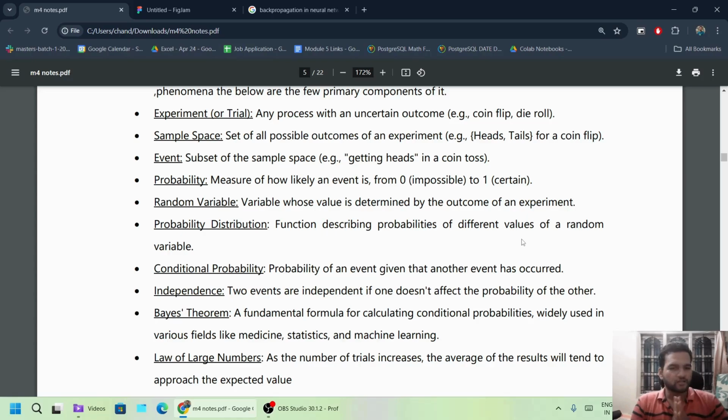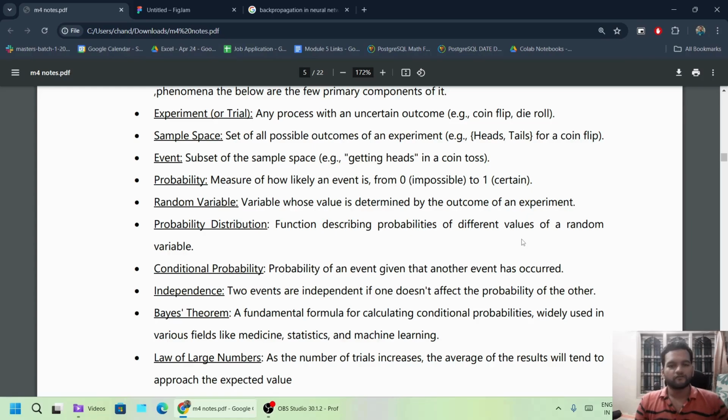Next is Bayes theorem. It is a fundamental formula for conditional probability, which we'll talk about later. You can also study in my notes what the Bayes theorem is and everything. And next will come the law of large numbers. The law of large numbers is a very useful and widely used law in probability theory. It states that as the number of trials increases, the results tend to approach the expected value.